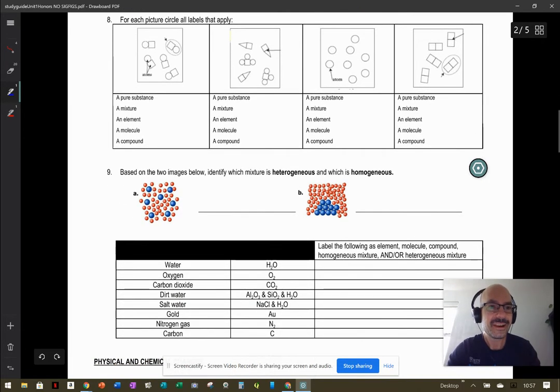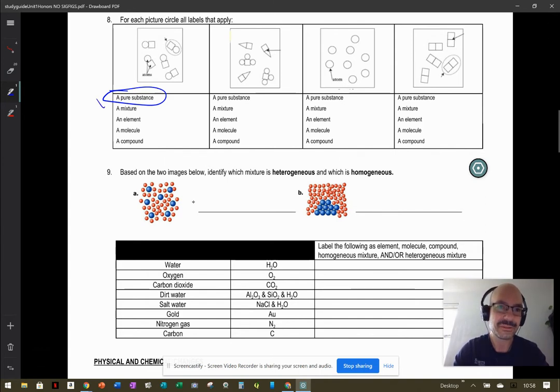For number 8 here, we're going to look at the picture and circle whichever ones apply. So looking at this, it is a pure substance. It's not a mixture. If it were a mixture, we would see something like this, where particles are different from each other. Here, this particle, which is a square circle, is identical to this, which is identical to this, which is identical to this, which is identical to this. So it's a pure substance. Because it's a pure substance, it cannot be a mixture. And it cannot be an element because we have compounds put together. In other words, we've got different elements bonded together, so it can't be an element.